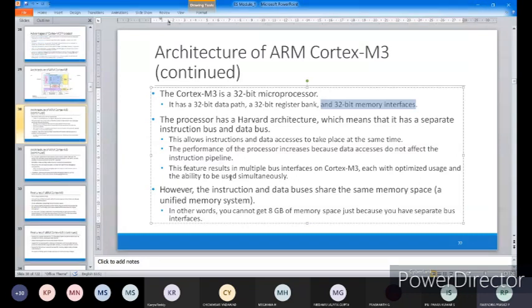Okay, the processor has a Harvard architecture, which means that it has a separate instruction bus and data bus, right? I spoke with respect to the memory, now they are speaking with respect to the bus. So there are two types of architecture a processor will follow. One is von Neumann architecture, one is Harvard architecture, right?